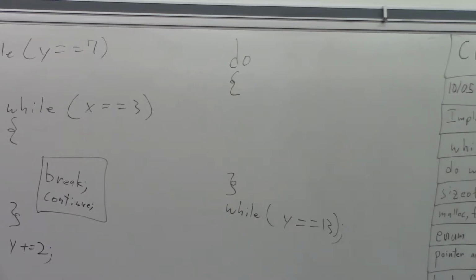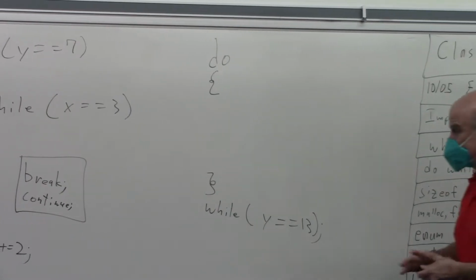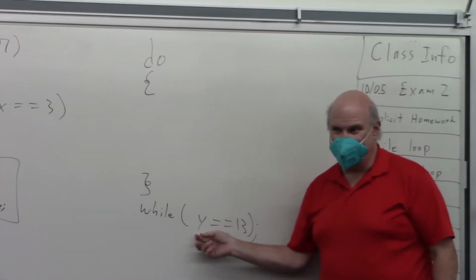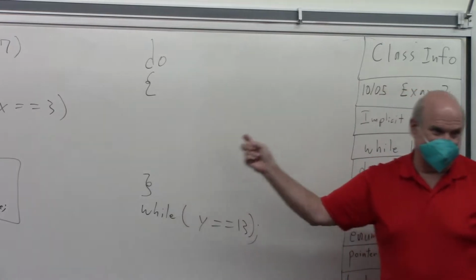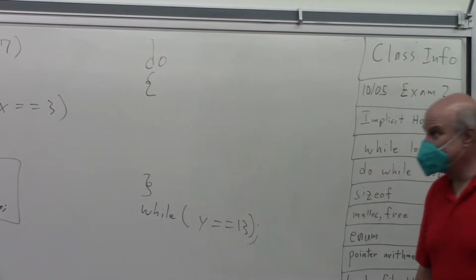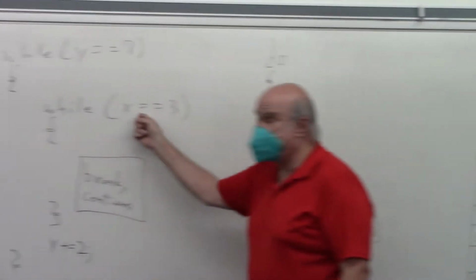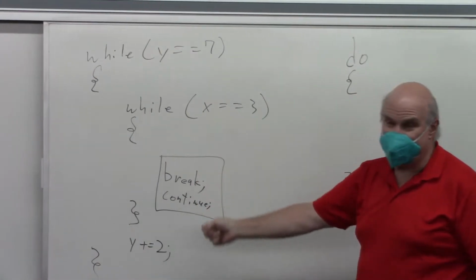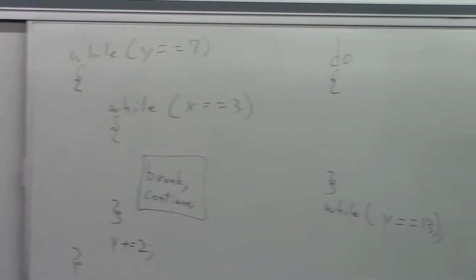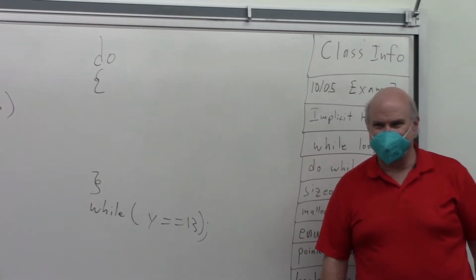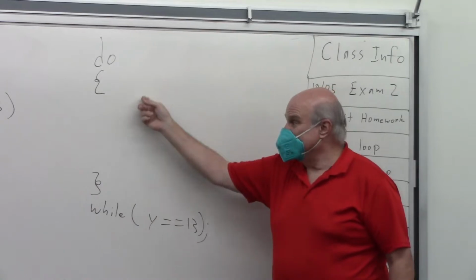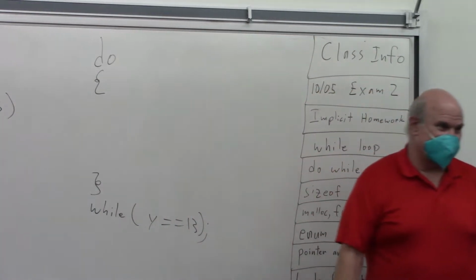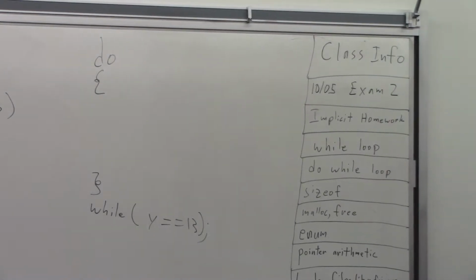It is almost just like the while loop, except the condition is evaluated at the end of the loop instead of at the beginning of the loop. What that means is that you are guaranteed to execute the code in here at least once. In other words, in a while loop, depending upon what the condition is, you may never execute the code in the while loop. If the condition is false, it will never execute the code. But the do while loop has the while test at the end, which means the code is guaranteed to be executed at least once.